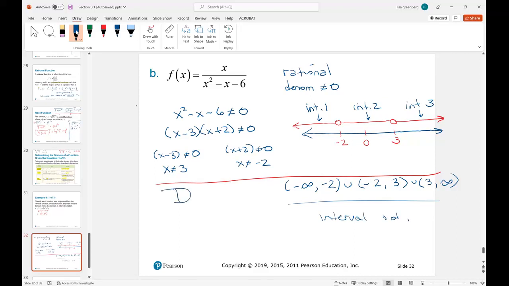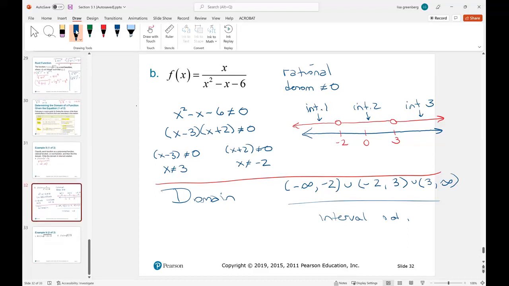This is the domain. So I just basically drew it on a number line. Once I draw it on the number line, I think it's a lot easier to get this interval notation. I have a lot of times seen people miss that middle interval if they just try to do it without the number line. They'll just get the two end pieces. So I do highly recommend a number line.